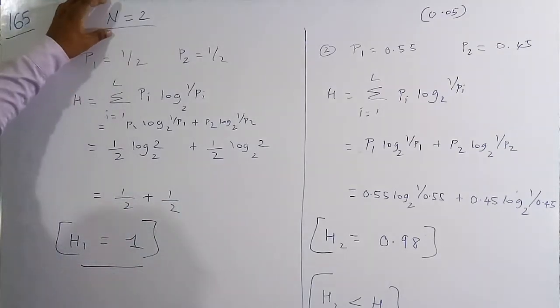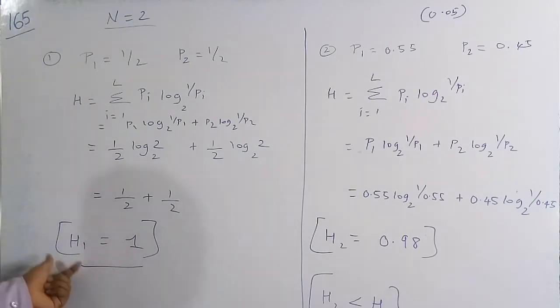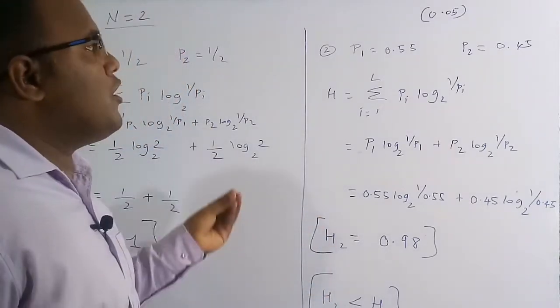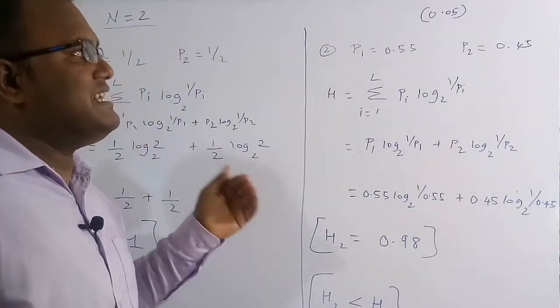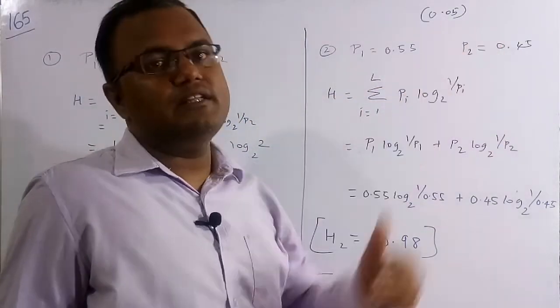So we assumed that the number of symbols is 2 with equal probabilities. We are going to get the total entropy equal to 1 for the first case. So now in the second case they have told that the probability of the first symbol is increased by some factor and the probability of the second symbol is decreased by the same factor.